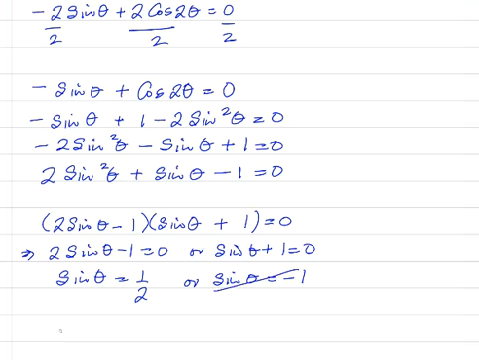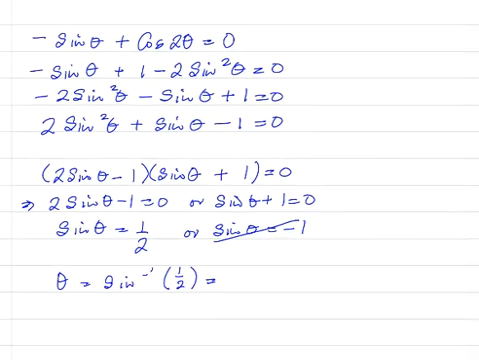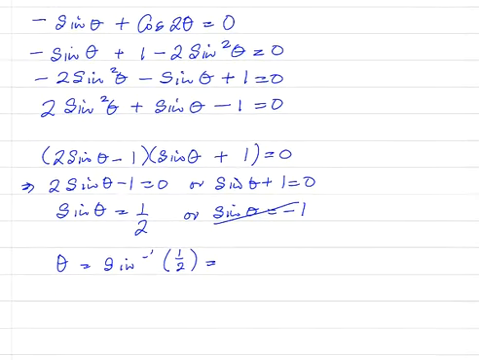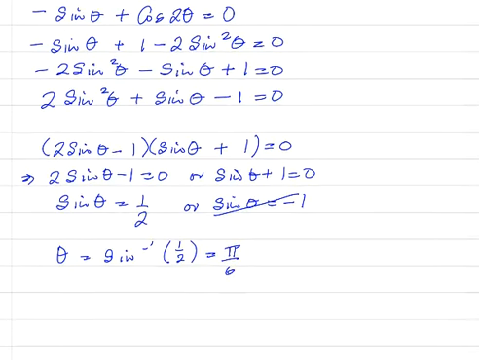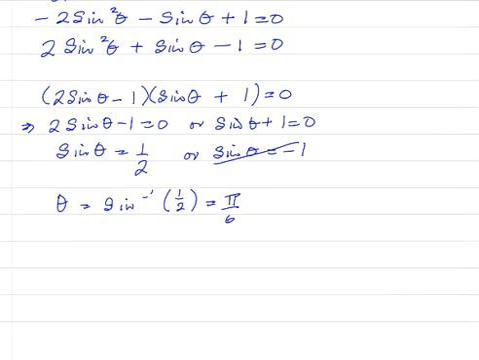It means that theta is equal to sine inverse a half, and this is 30 degrees, which is pi by 6. So this is pi by 6. So what I have is the value of theta at the stationary point. Now that I have the value of theta, what I need is the value of y.